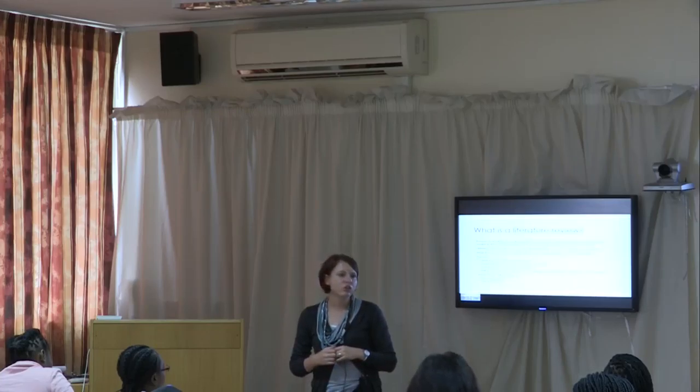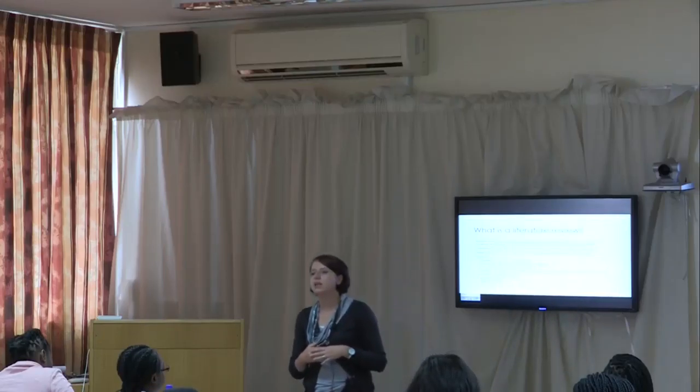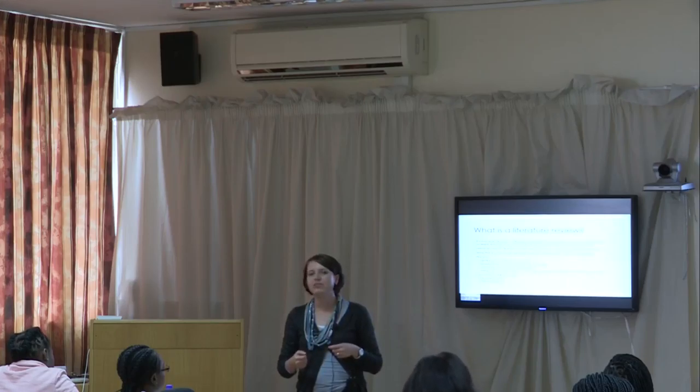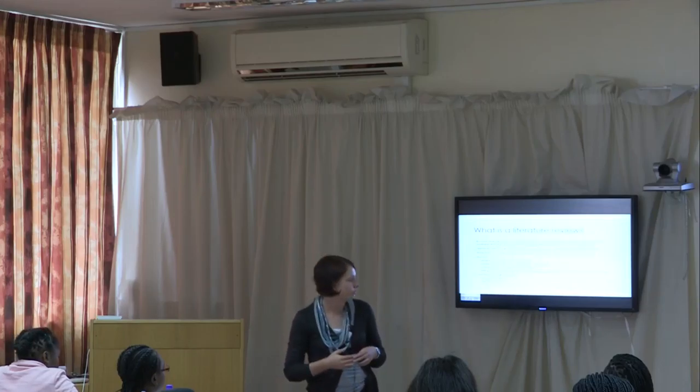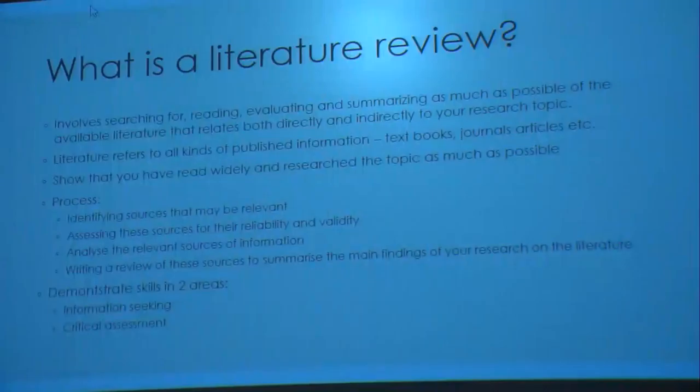So don't just start writing anything that you get on the internet or anything that you get in an academic journal. Firstly, go through the article to determine, is this really something that I can use in my literature review? So you have to work systematically as well when you write your literature review. You have to demonstrate, when it comes to the literature review, skills in two main areas.